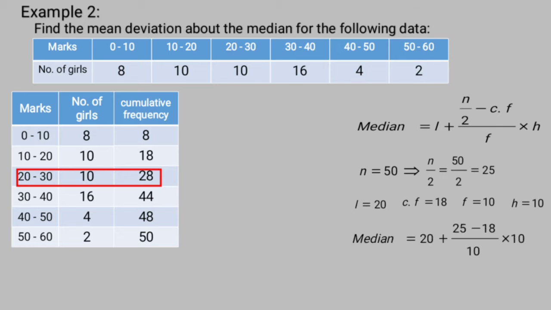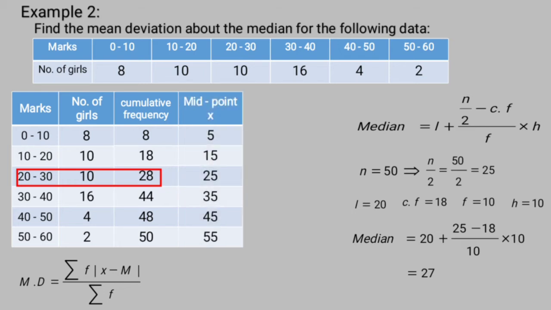Now I am going to substitute the values of L, CF, F, H in the formula. So you will get median is equal to 20 plus 25 minus 18 whole divided by 10 into 10. On further simplification, I will get median is equal to 27. Now we found the value of median. Now we are going to find mean deviation. To find mean deviation, we know the formula sigma f of modulus x minus m whole divided by sigma f.